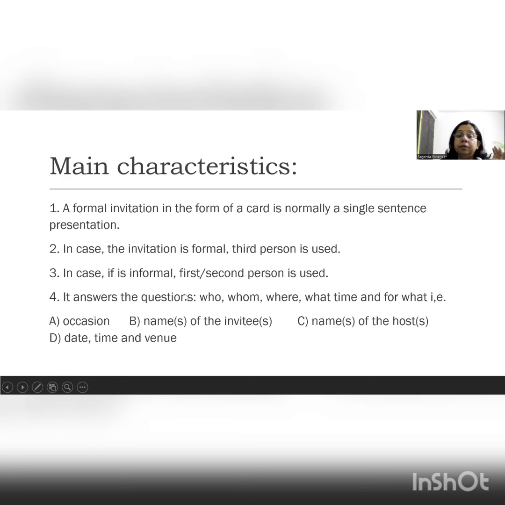अब आपके invitation में कौन-कौन से questions का answer होता है? One is who is the invitation for? Whom is the invitation? Who is inviting? Whom it is for? Means कौन invite कर रहा है और किसके लिए invitation है? Who is the person who is inviting and to whom the invitation letter is given.